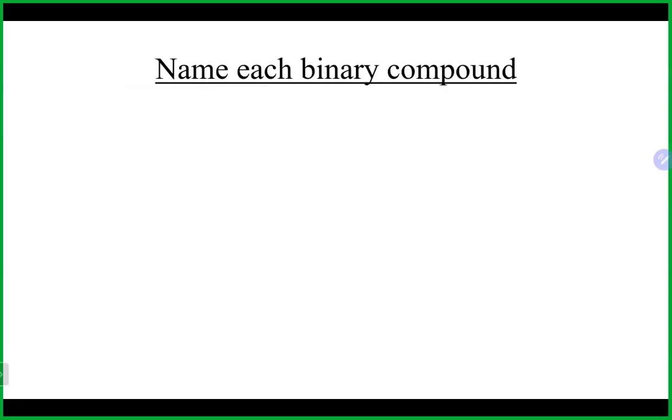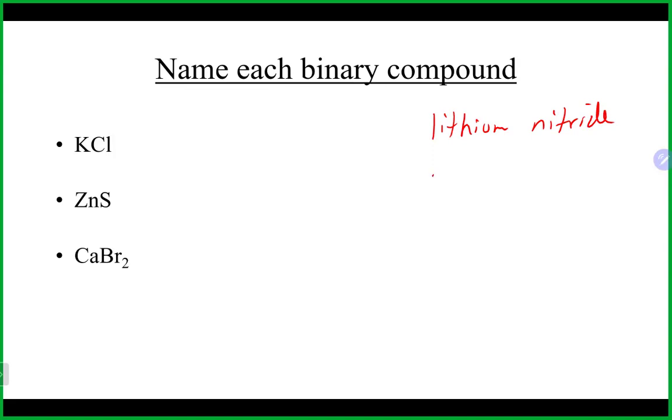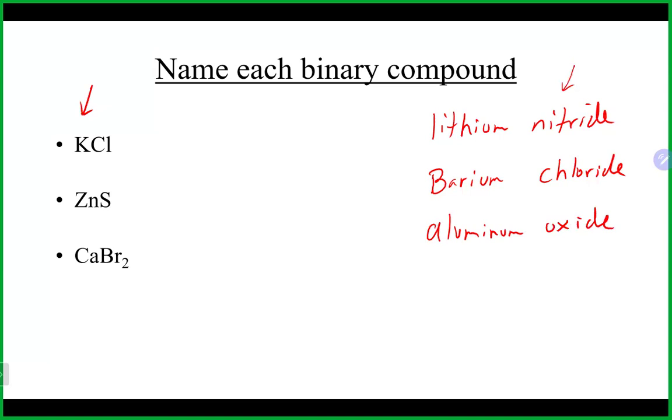All right, so why don't you take a moment and name these? Why don't you also write the formulas for these things here? Let's do lithium nitride. Let's do barium chloride. And let's do a little aluminum oxide. All right, so I want proper names on the left, proper formulas there on the right.